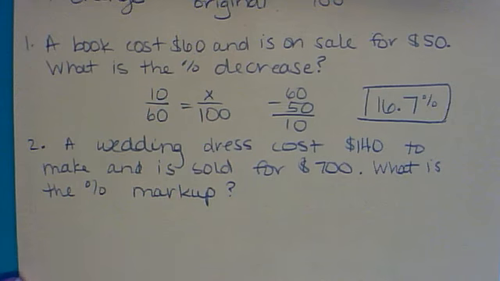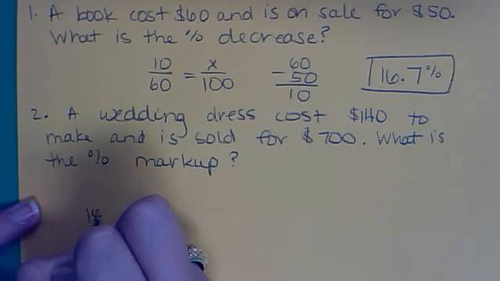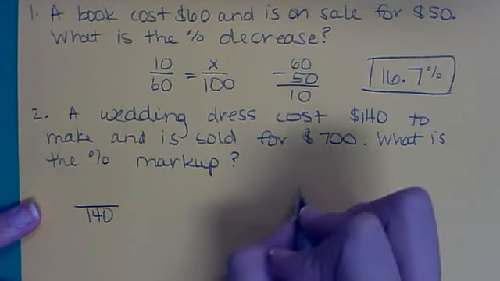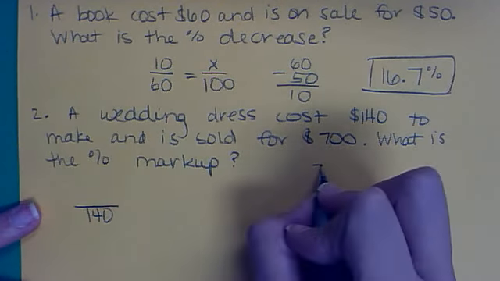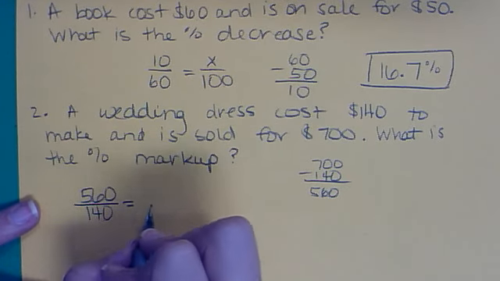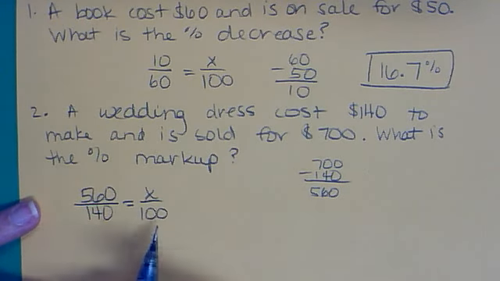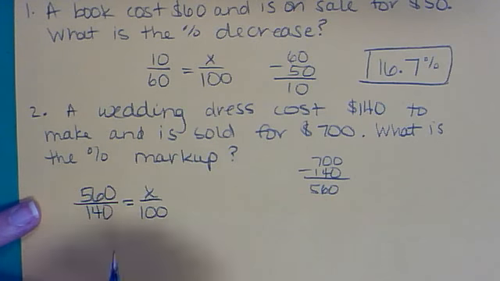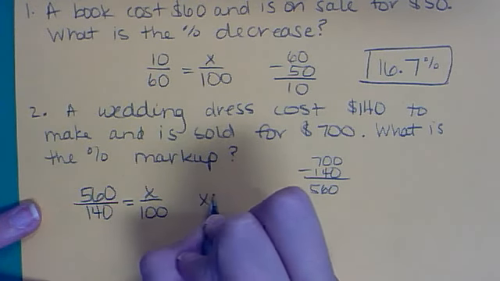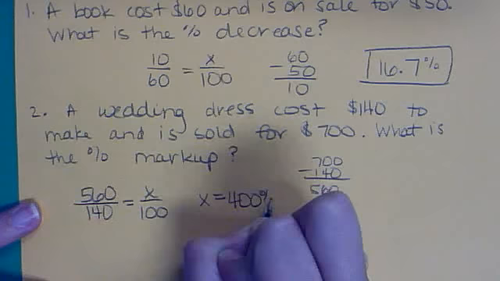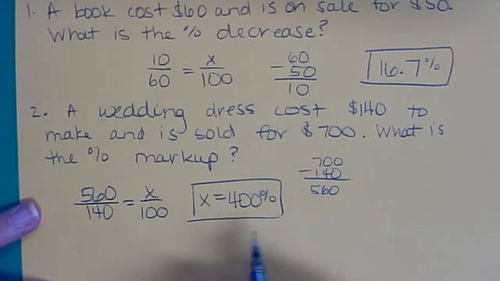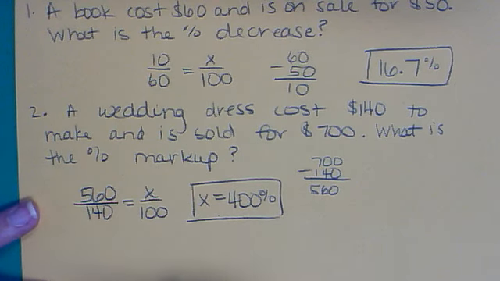So, in the case of this wedding dress, we know that the original is 140, original goes on bottom. The difference between 700 and 140, if we subtract those, is 560. That goes on top. Difference over original equals percent over 100. If we cross multiply, we get 56,000 divided by 140. Gives me that the percent markup is 400%. Sometimes that might be said it's 4 times the cost of what it took to make it. And in this case, that is true. That's how much it costs to get this wedding dress. That's not too far from how the market really runs.